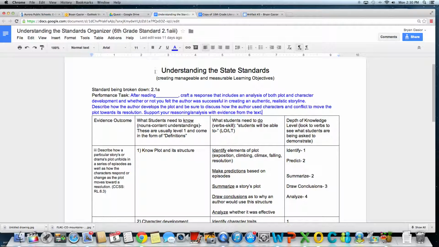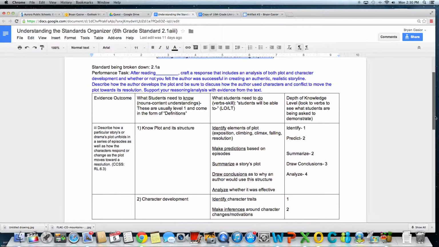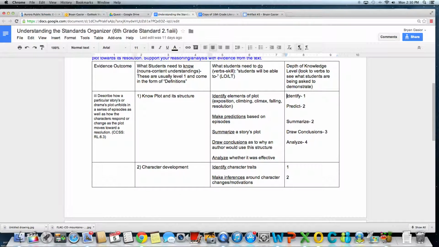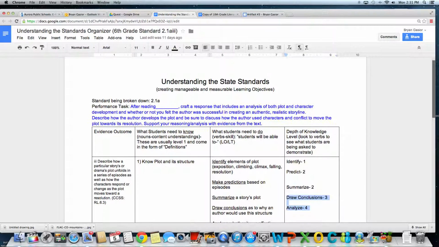So that is some of the work I did with teachers in understanding the state standards. And through understanding these state standards, how can we create manageable and measurable learning objectives that meet the needs of our students? And how can we make sure that we're challenging them to move from a level 1 of identifying up to level 3s and 4s, drawing conclusions and analyzing what it is they're reading. And of course, supporting themselves along the way with textual evidence.